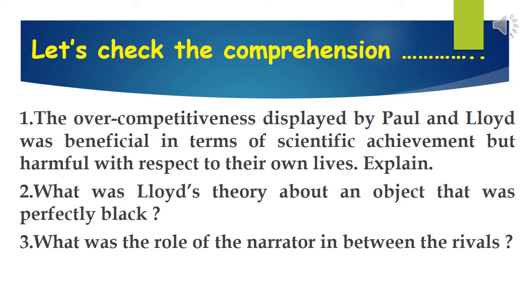The first one: the over competitiveness displayed by Paul and Lloyd was beneficial in terms of scientific achievement, but harmful with respect to their own lives. Explain. Second one: what was Lloyd's theory about an object that was perfectly black? And the last one: what was the role of the narrator in between the rivals? I hope you all will be clear with the answers.